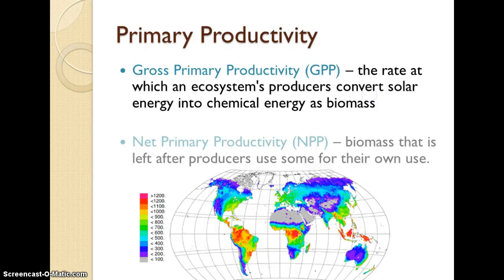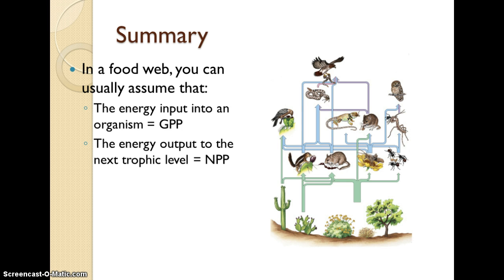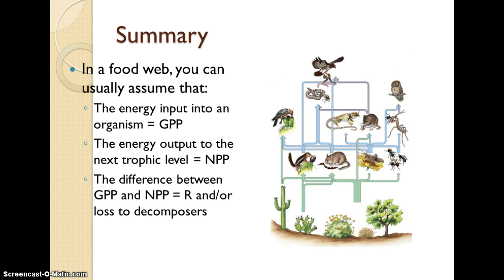That's how plants grow. Now, the biomass that is left after the plant uses it for itself, the biomass that is passed along to the carnivore or the consumer or herbivore, depending on which trophic level you are, is net primary productivity. So gross primary productivity is solar energy that's absorbed by the plant and converted into chemical. Net primary is what is passed along to the next trophic level. In a food web, we can assume that the energy that's given to an organism is gross primary productivity, and what's output to the next trophic level is the net primary productivity. The difference between the two is going to be respiration.